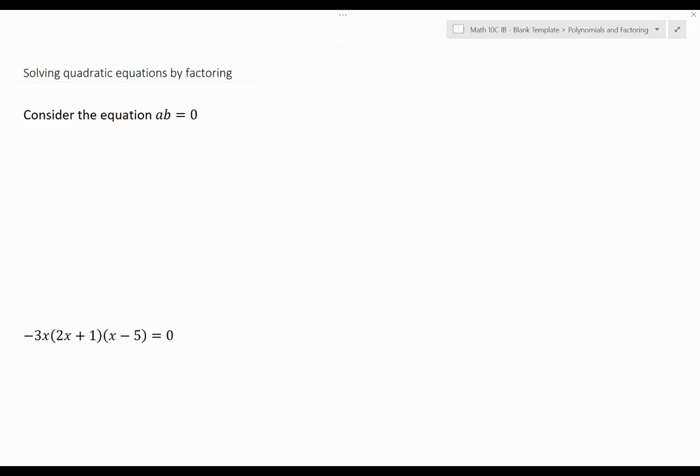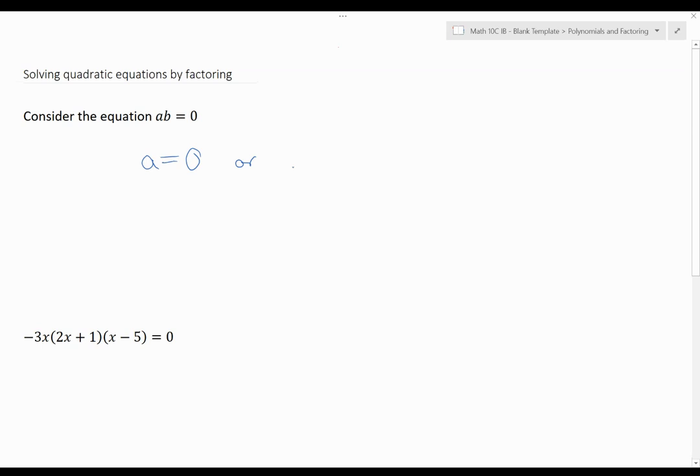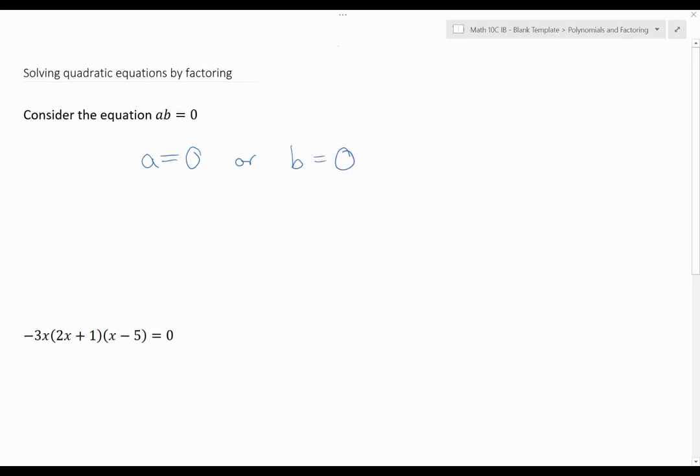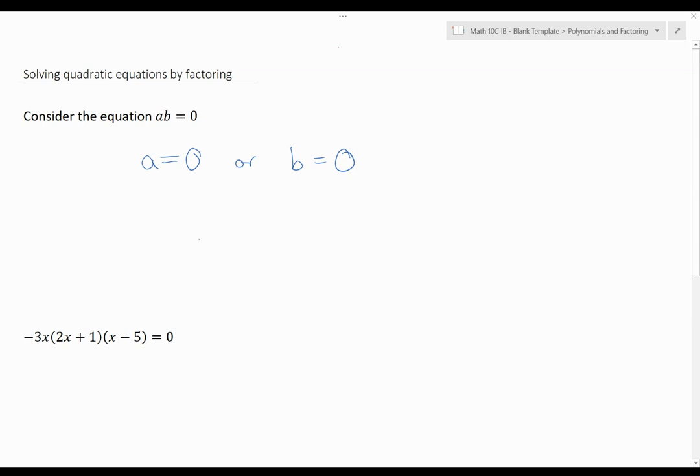Now, if I know that the product of two factors is 0, then I know that at least one of those factors has to be 0. If I assume that these factors are different, they might both be 0. But if I assume that they're different, then either A equals 0 or B equals 0. This is a conclusion that I can draw if I know that the product of two factors is 0. This is what's called the zero product principle.